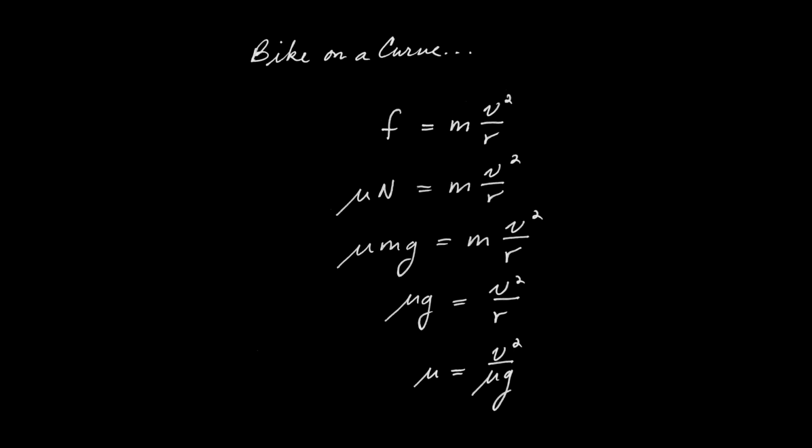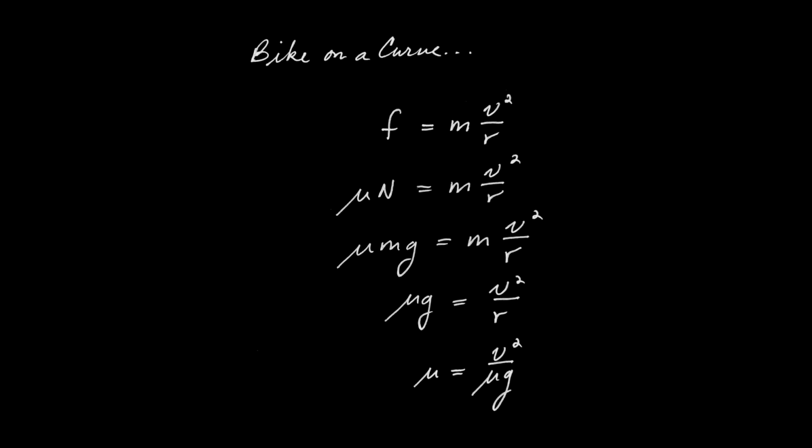I know that the friction by definition is mu times the normal force. And so I plug that in for the friction, but I also look at my free body diagram and I know that the normal force is equal to mg. So about halfway through my solution here, I have mu mg is equal to mv squared over r. Notice that I have a mass on the left and a mass on the right, and they cancel.